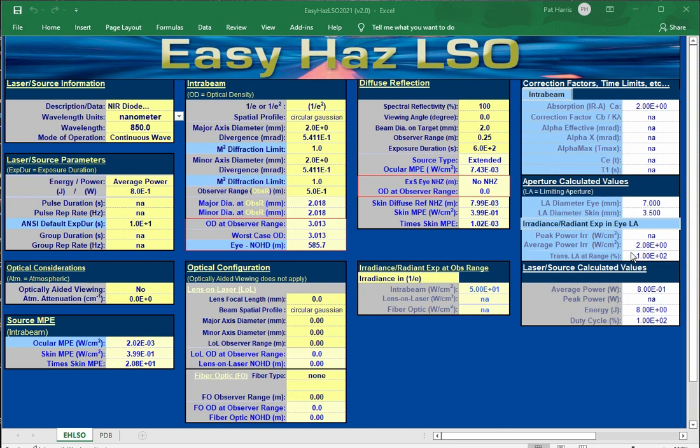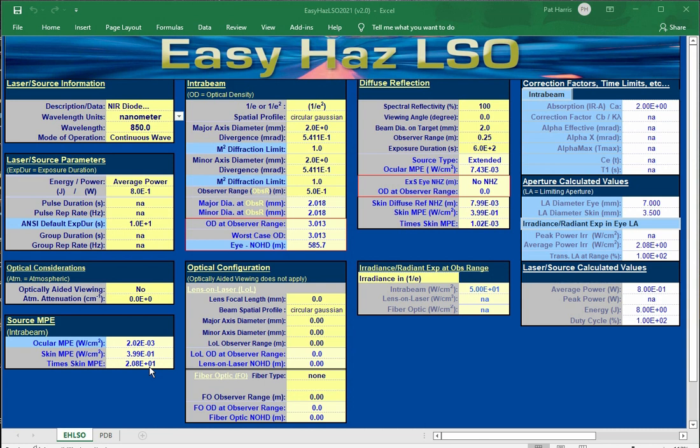Okay, and then here is the irradiance calculated using the power through the limiting aperture and the area of the limiting aperture. This is the irradiance of the laser, and it's compared to the MPE, and the MPE in this case is about 2 milliwatts per square centimeter. Now the MPE for the skin is about 0.4 watts per square centimeter. We have a times skin MPE of 20.8, so this laser is going to be a bit of a hazard to us.